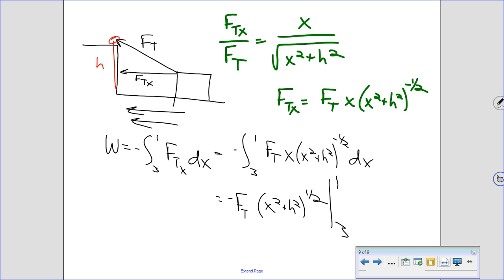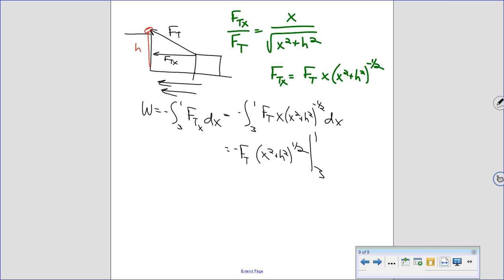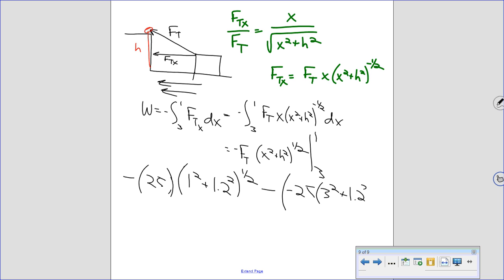Okay, so to finish this, here's all I'm going to do. You plug in your numbers, right? So I'm going to get negative, let's see, our F_T was 25, x, oh, sorry. My x is starting at 1, so I'm going to do 1 squared plus, my height is 1.2, is that right? To the 1/2, right? Minus the same thing if you evaluate it at 3. So negative 25 times 3 squared plus 1.2 squared to the 1/2. Close your parentheses. That should give you whatever we said, 41.7. All right.